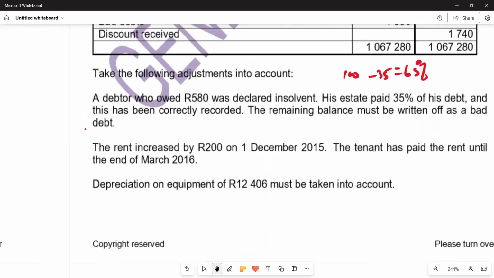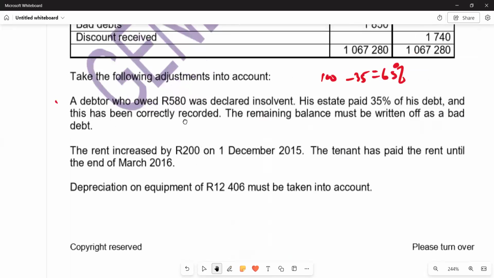You see the first one says a debtor who owed 580 rands was declared insolvent. He instead paid 35% of his debt, and this has been correctly recorded. This is an adjustment that is going to affect the profit or loss account under the less operating expenses, whereby part of this debt is going to be written off as a bad debt. So it's going to increase the figure for bad debts. So this is what we have.